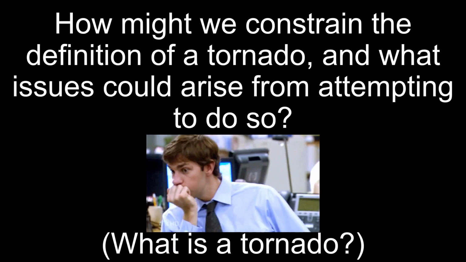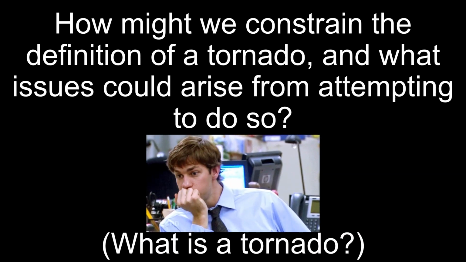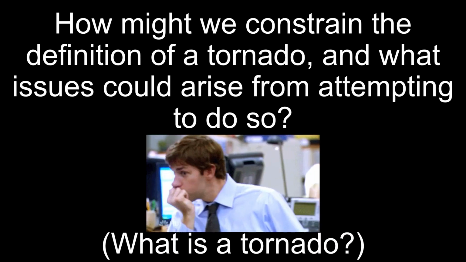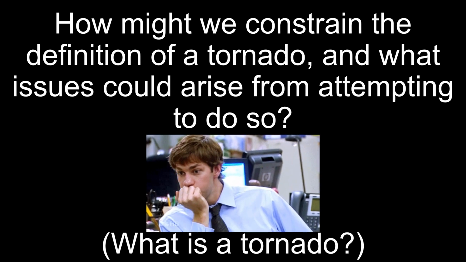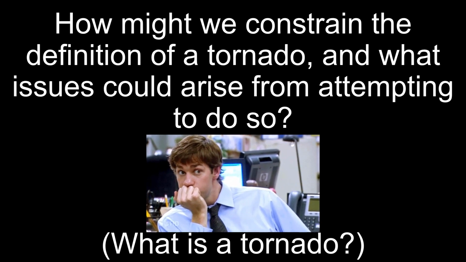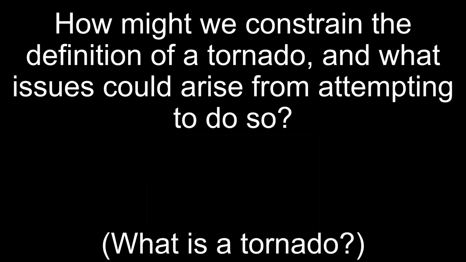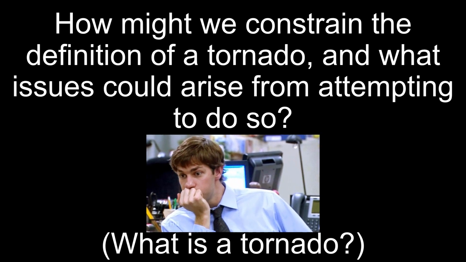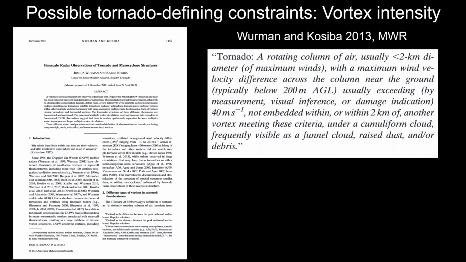And so that leaves the next question: how might we constrain the definition of a tornado, and what issues could arise from attempting to do so? So we've outlined the challenges in terms of determining what is or isn't a tornado. Now, how might we apply those into actual constraints on the definition of a tornado? I'm going to discuss two different possibilities that are both rooted in peer-reviewed literature. The first is a proposed definition of a tornado provided by Joshua Wurman and Karen Kosiba in a paper published in Monthly Weather Review in 2013.